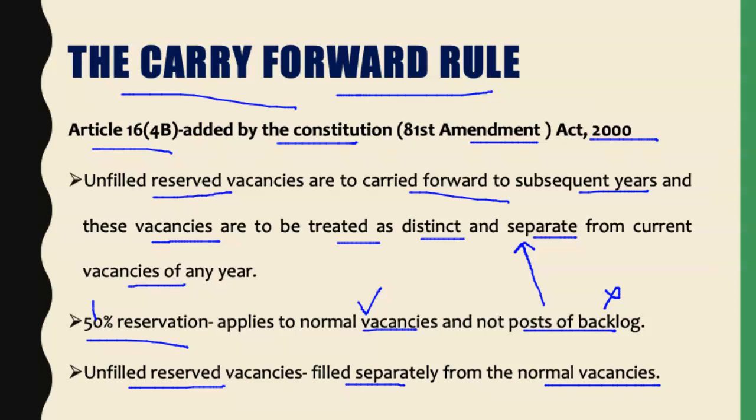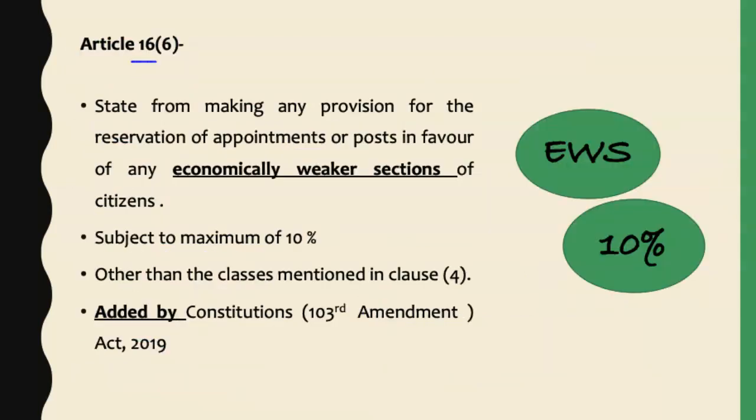So now we'll move on to your clause 6. So your clause 6 of Article 16 talks about that nothing in this article shall prevent the state from making any provision for the reservation of appointments or posts in favor of economically weaker sections of citizens, subject to a maximum limit of 10%. So is particular provision mein state ye kehta hai ki in addition to the existing reservation and other than the classes mentioned in clause 4, aap economically weaker section ke liye reservation kar sakte hain maximum of 10% in case of appointments and posts.